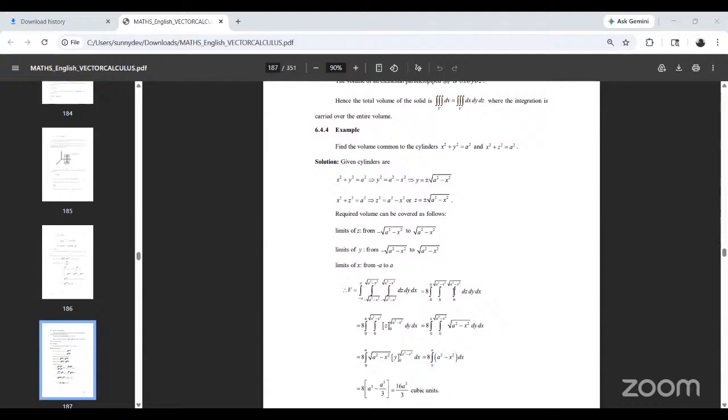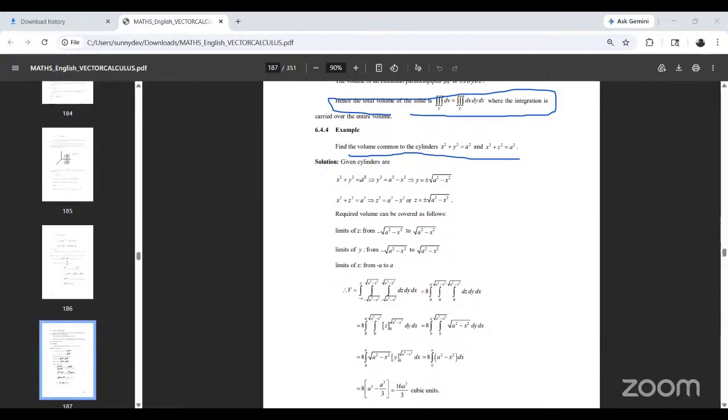Now, the application of triple integration. In the application of triple integration, the value dv becomes dx, dy, dz, where the integration is carried over the entire volume. So now you can write: find the volume common to the cylinders x square plus y square equal to a square and x square plus z square equal to a square.